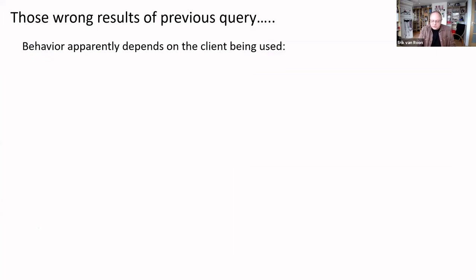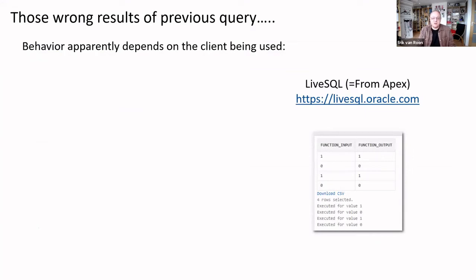Those wrong results that we just saw, it also depends on the client that you're using what the wrong results are. Because if I run this in Live SQL or from Apex, because Live SQL is run from Apex, then you don't run into this bug. The results are correct. I don't know why. Maybe Apex sets that variable, the parameter that we saw. I don't know why, but fact is that if you run it from Apex, you have the correct results.